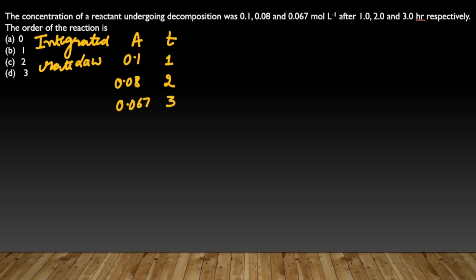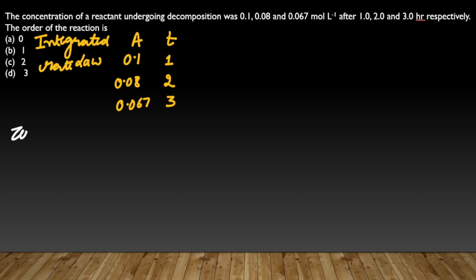In the integrated rate law expression, what we do is take this data and find the rate constant for the different orders of the reaction. If the rate constant value we get is constant in the data that we are using, then that particular order of the reaction is obeyed.